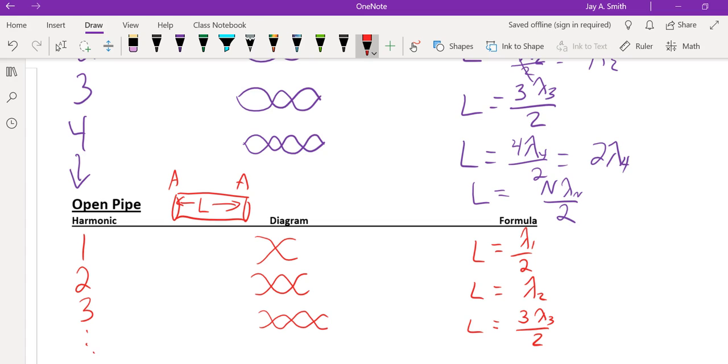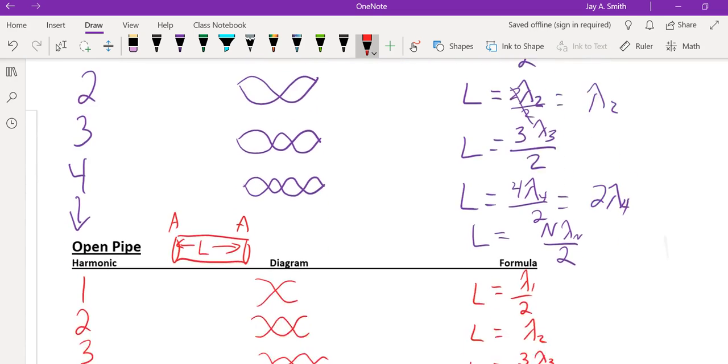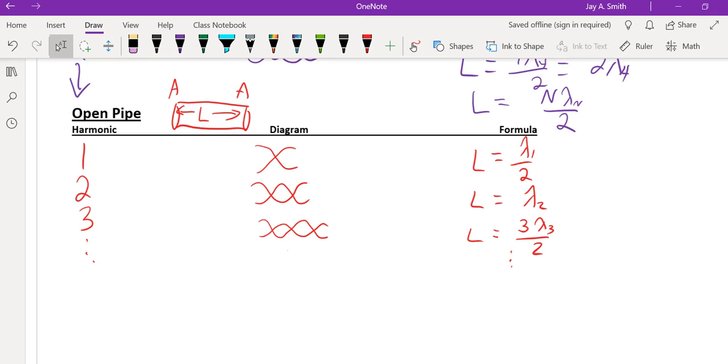And you might look at this and say, well, gosh, the formulas look exactly the same as the string. And yes, they are. They're the exact same formula. So we could say the pattern is n lambda n over 2. Okay, if you want the 11th harmonic, it'd be 11 lambda over 2. That's how we get it. Sometimes, once again, you're solving for lambda. Sometimes you're solving for L. Both L, the length, and the wavelength will be measured with the same units. Inches, feet, meters, centimeters. Just need to be consistent.